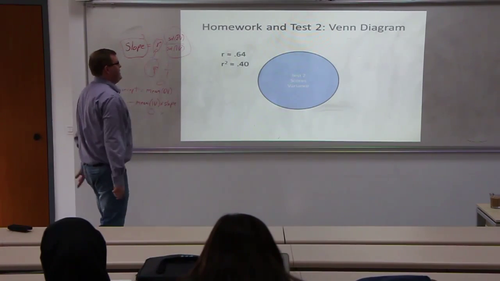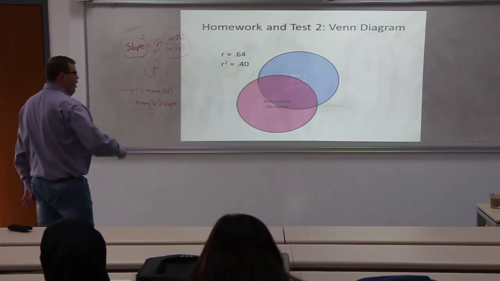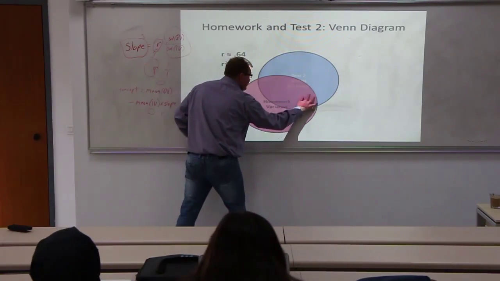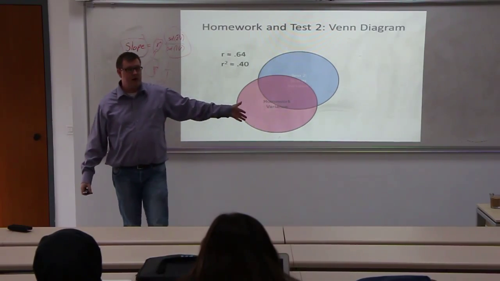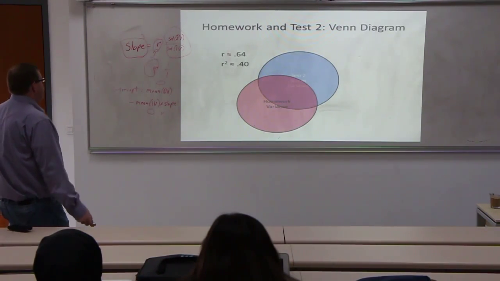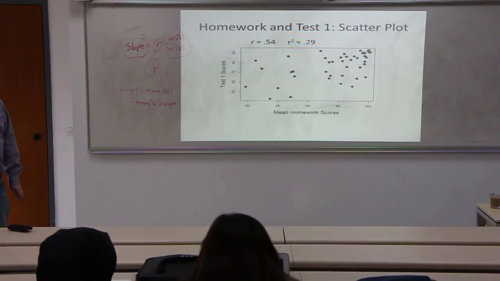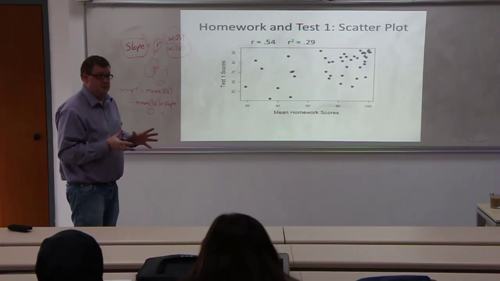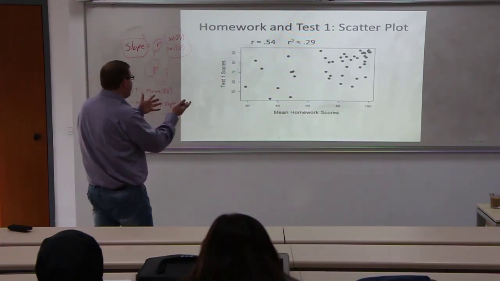So we can go back to our Venn diagram. So we have our test 2 scores, and we can put our homework over them. And about 40% of the variance in our test 2 scores is accounted for by the variations in our homework. Right? So that's homework and test 2. We can also look at homework and test 1. Right? So we talked about test 1 and test 2, homework and test 2. Now this is the last potential combination of 2 of those 3 things. So homework and test 1.